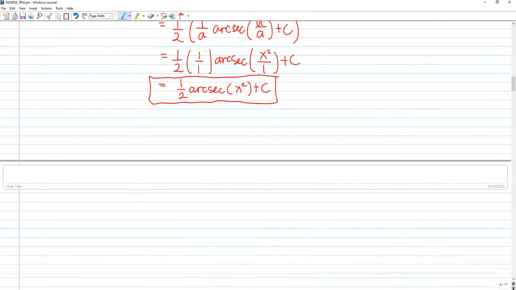So for number 8, let's try number 8. Number 8, the integral of dx all over e raised to x plus e raised to negative x. Okay. So the very first thing, we cannot do the technique that we were doing a while ago because these terms both contain x, but we have to eliminate x.